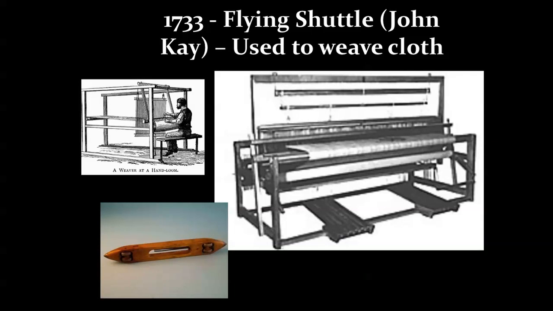In 1733, John Kay invented the flying shuttle. So if you look at this, the thread was attached to this thing here, which sped from one side of this machine to the other, making fabric. And we can see a weaver and a hand loom. So John Kay's invention allowed a machine to do the work of two or three people.